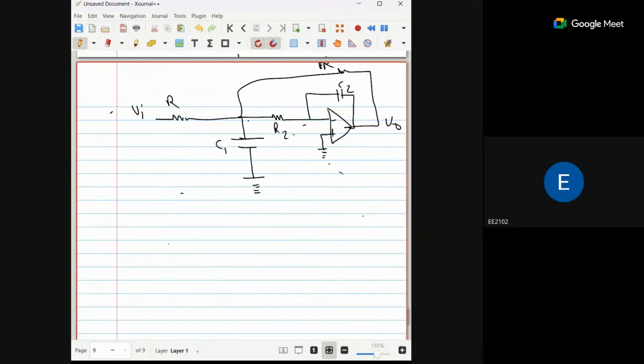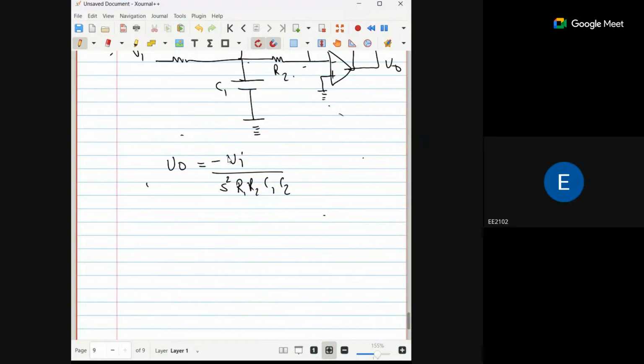So can you tell what is the ratio here, the value of V naught? V naught equals minus Vi by S square R1 R2 C1 C2. Yes, that will be minus Vi by S square R1 R2 C1 C2, directly.